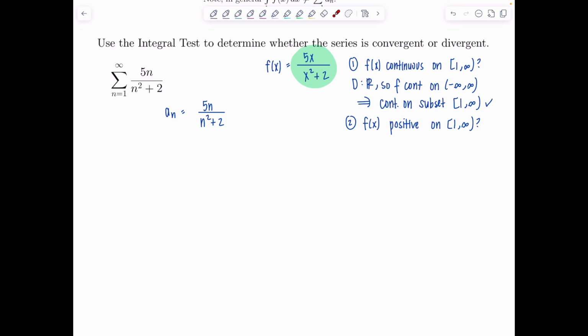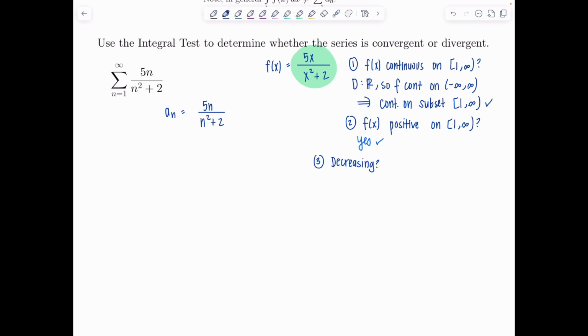5x is not always positive, but remember, I'm only interested in the interval from 1 to infinity. So that means I'm only substituting in values of x from 1 to infinity. Yep, it's going to be positive there. Not really much to do, just say yes. And then the last thing we have to check is f of x decreasing.